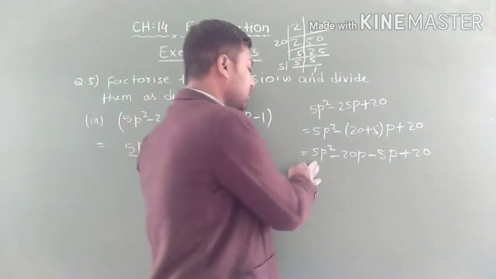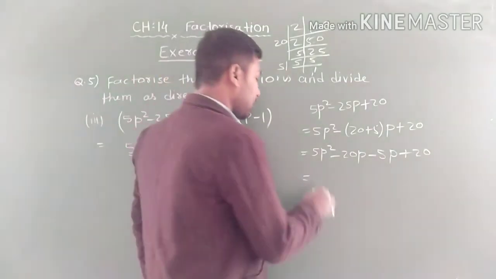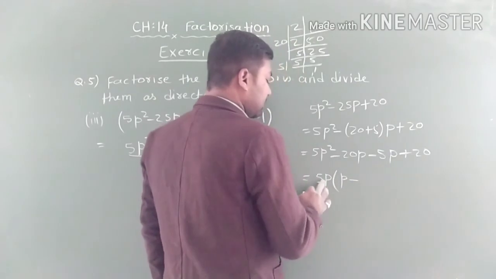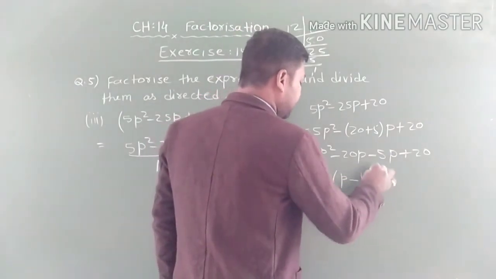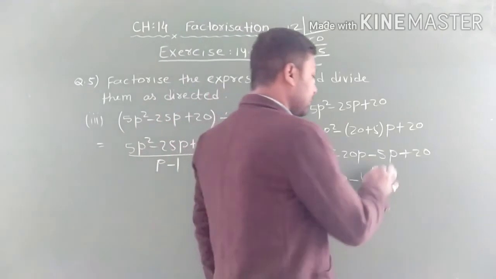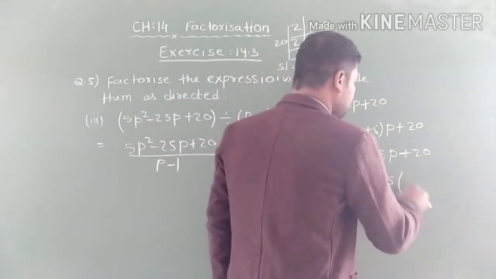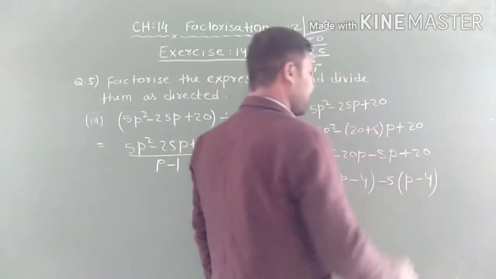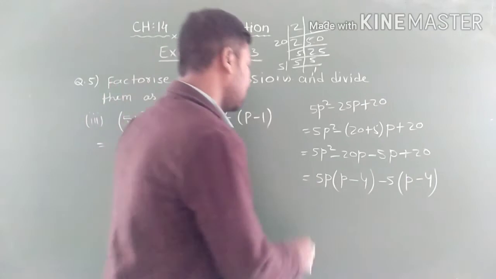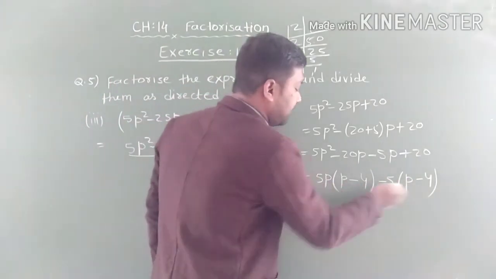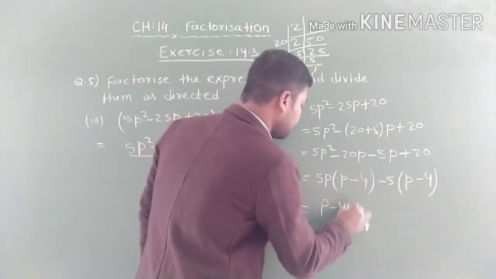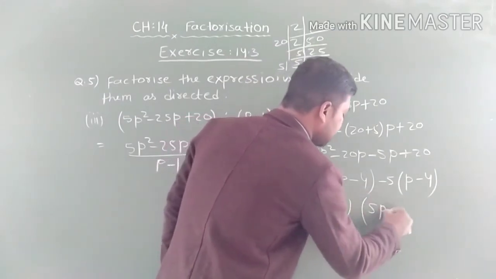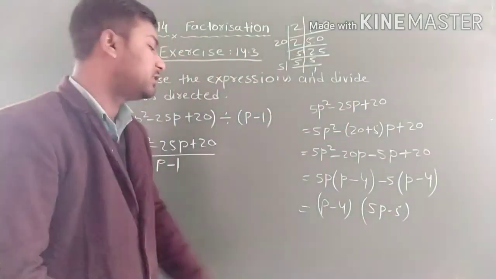Now in first two terms, what is common? 5p is common. So p is left here, minus 5 fours are 20, so 5p minus 4. Now in third and fourth term, minus 5 is common. So this is p, and 5 fours are 20. So this is p minus 4. Now this is first term, this is second term. p minus 4 is common. 5p is there and minus 5 is there. So 5p minus 5. Okay. So this is the factor of this term.